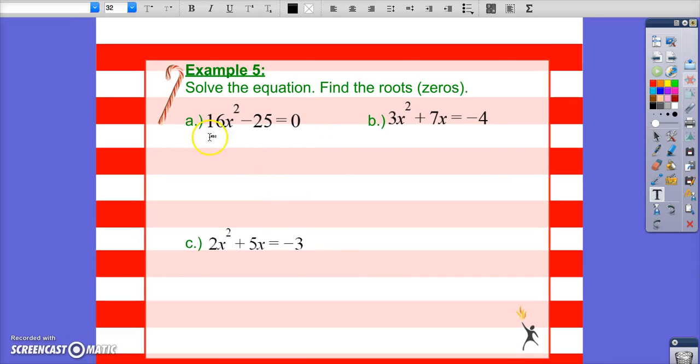So this one here, they have nothing in common to factor out. Always ask yourself about the GCF. It makes your life easier if you can factor something out. This one's actually a difference of 2 squares, and it's already set up equal to 0. So I should get 4x plus 5, 4x minus 5 equals 0. From here, I set them each equal to 0.